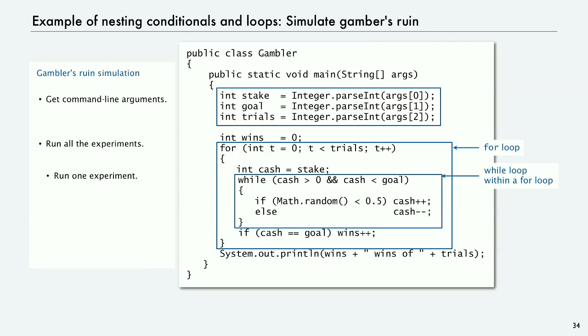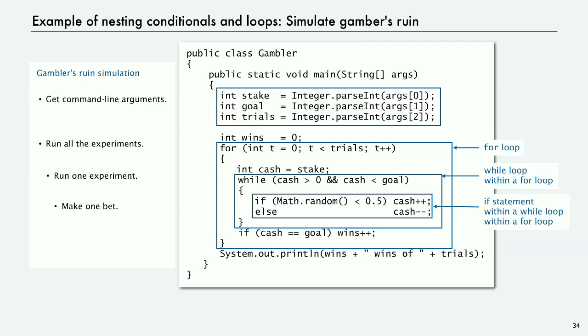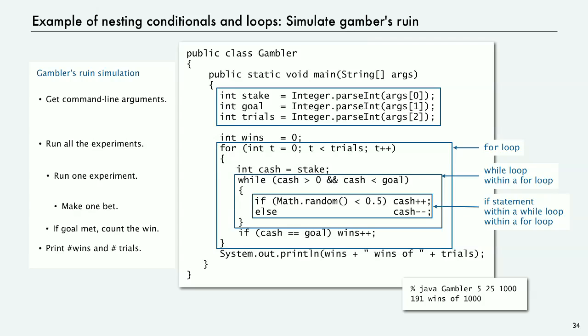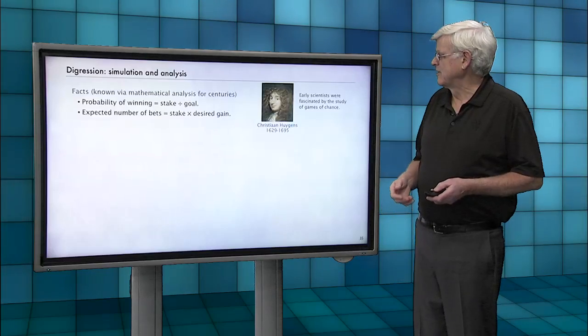So if cash equals goal, then we increment wins and keep track of the wins. So one bet is that if statement. If the goal's met, you count the win, and then we print the number of wins and trials. That's the gambler's ruin simulation code. Now, not that complicated when you break down the purpose of each one of the statements. So if we run this for a stake of 5, a goal of 25, and we do 1,000 trials, we're going to win 191 times out of 1,000, that tells us. So that's gambler's ruin simulation.